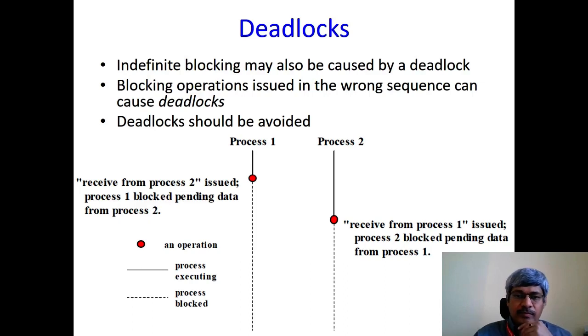A very simple example: process 1 has issued a receive from process 2 operation, and process 2, at the same time or sometime later, has issued a receive from process 1. That means both processes are waiting for something to be received, and both are blocking here. So both have ended up with indefinite blocking, and this is a perfect deadlock situation. That means the protocol is either not properly defined or they have not properly implemented the protocol. So this is about deadlocks.